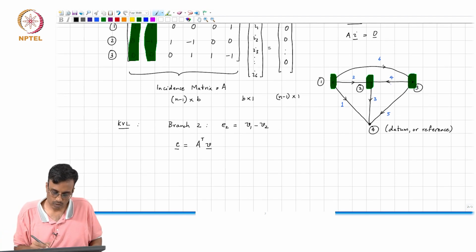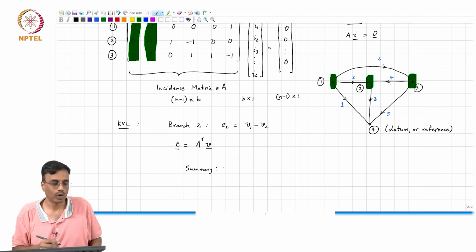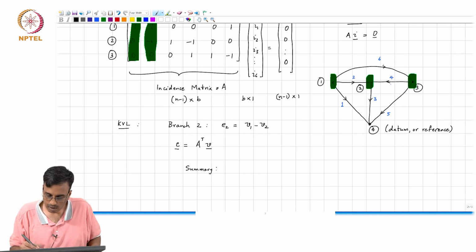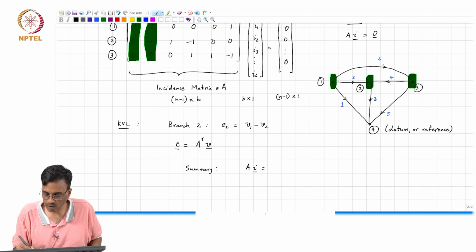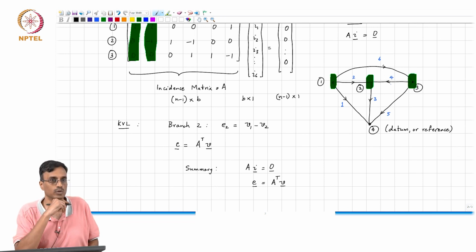Okay. So to summarize, therefore, once the topology or the graph of the network is known, KCL is simply written as A times I equal to 0, and E, which is the branch voltage vector, is simply written as A transpose times the node voltage vector. Is that clear? Yes.